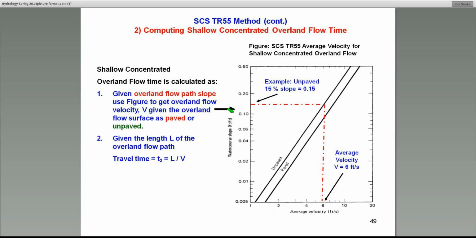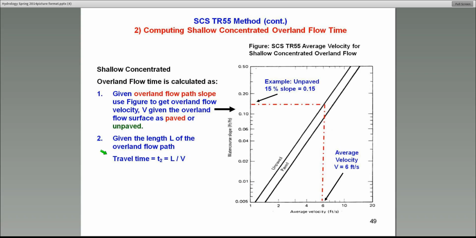Using that slope, in this case it's in feet per feet, go across, and I'm doing an example here. For instance, if it's a 15% slope, the value is 0.15, so we have to divide by 100. For that slope, depending on whether it's paved or unpaved, the type of overland flow surface, you can use this curve to get the velocity of the overland flow. In my example, that velocity is 6 feet per second, and using the velocity, you can determine the travel time as length divided by the velocity.